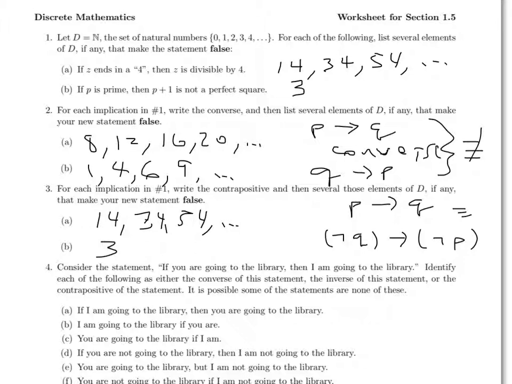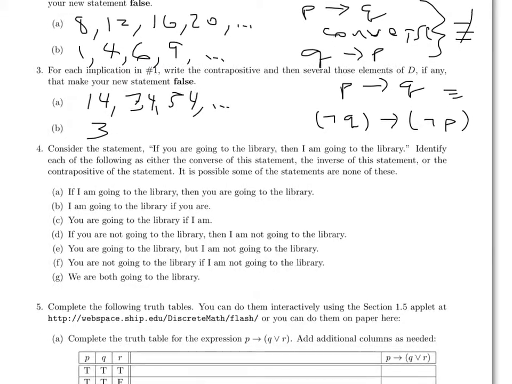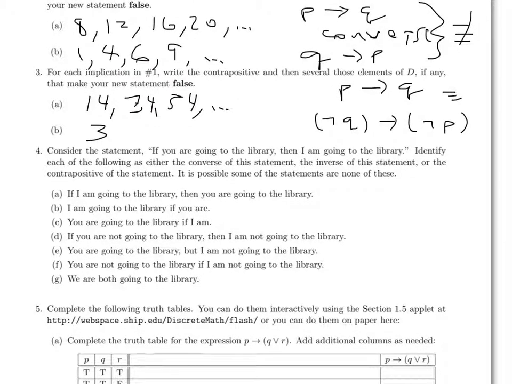Okay, so it takes a little experience to recognize the structure of sentences when they're written in English, so this next problem gives you some practice with that. If you're going to the library, so we'll call that P, then I am going to the library, we'll call that Q. So my original statement has the form P implies Q. So let's see if we can recognize what each of these other sentences are structurally in terms of P and Q, and then we can decide what role that has.